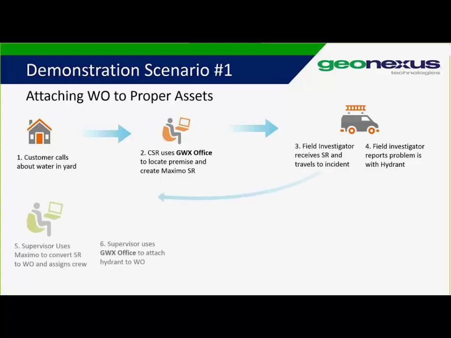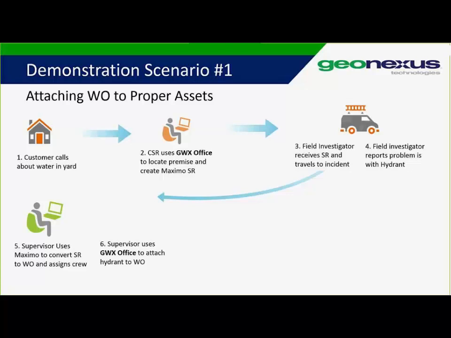They would radio back to the supervisor to create a work order so that we can assign a hydrant crew to come out and make that repair. The supervisor would use Maximo to convert the service request to a work order. Then the supervisor could then use GeoWorks Office, which is spawned from Maximo, zoomed into the proper location, and they can move the work order to the actual hydrant asset.